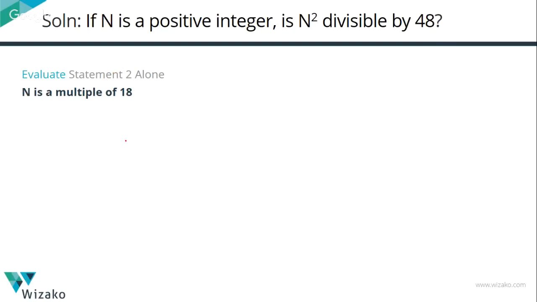Let's look at statement 2. It says n is a multiple of 18. What do we need to find out in the rewritten form? We need to find out, is n divisible by 12? If n is a multiple of 18, is it divisible by 12? 18 is a multiple of 18. Answer is no. 36 is a multiple of 18. Is it divisible by 12? The answer is yes. So if a number is a multiple of 18, should it be a multiple of 12? Maybe, maybe not. Statement 2 is also not giving us a definite answer.